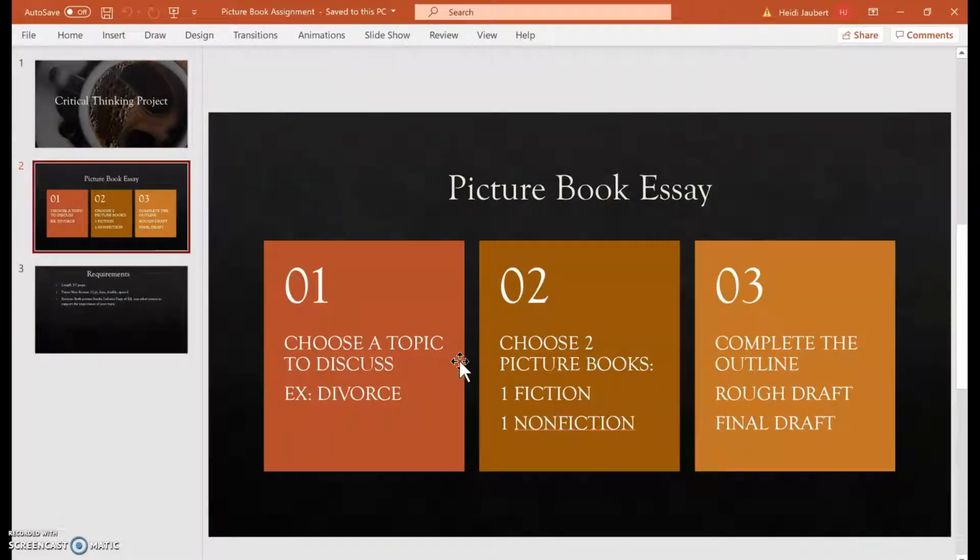So the first thing that you're going to do is choose a topic. You could choose a topic like divorce, for example. It could be a science. It could be a holiday. It could be any subject that you would want to cover with your students. And you're going to choose two picture books, one fiction and one nonfiction. If you're having difficulty finding a nonfiction book, you can always use a children's encyclopedia that you can find online. And then the third thing is you are going to complete the outline, the rough draft, the final draft, and eventually that will turn into a presentation.